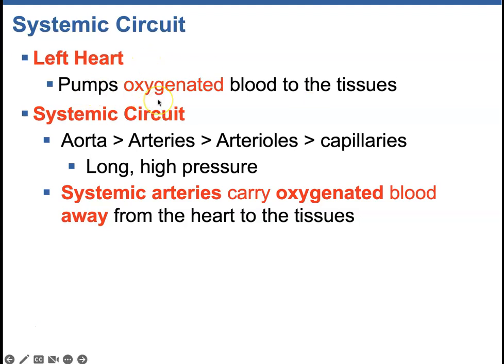So left side pumps the oxygenated blood to the tissues, and that is known as the systemic circuit. So it goes into the aorta, the arteries, the arterioles, the capillaries. This is a long circuit, so the pressure is going to be much higher, and these systemic arteries are obviously carrying the oxygenated blood away from the heart to the tissues. And the reason why it's high pressure is because the heart muscle itself is much thicker, it can contract more forcefully, and the distance it has to go is much further. So your systemic circuit, this high pressure we're talking about, is actually your systolic blood pressure that you measure when we do a BP on the person's arm.